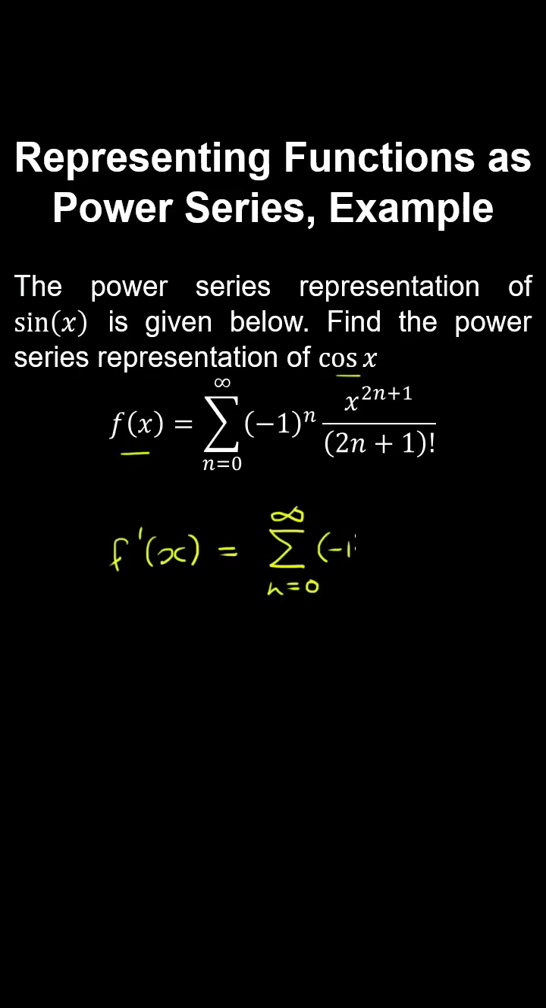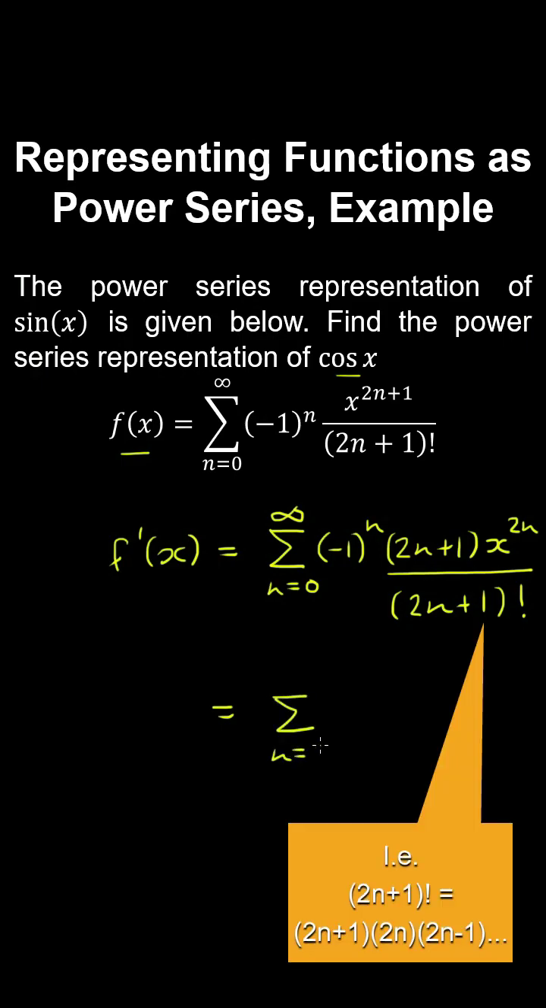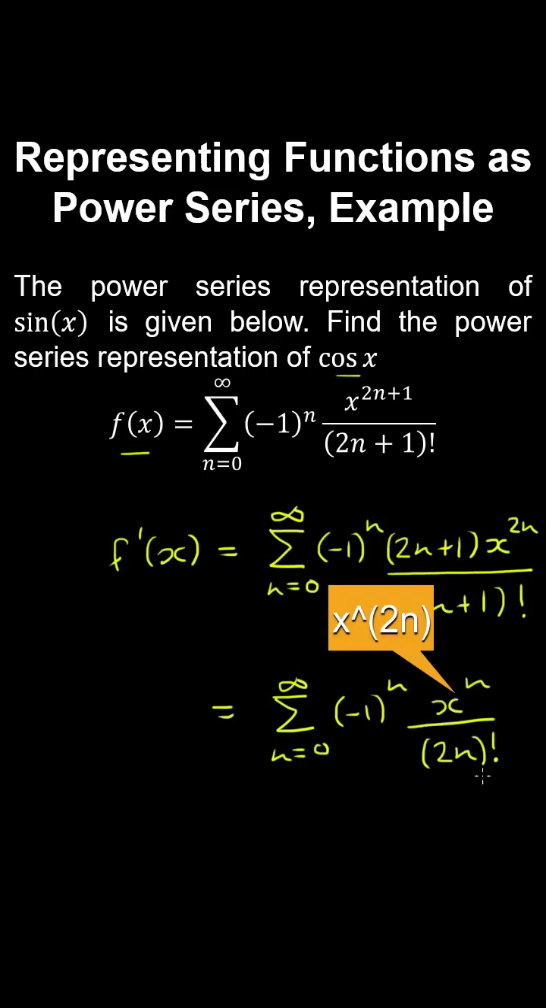So we have minus 1 to the n, and then using the power rule for differentiation, we have 2n plus 1, and reduce the exponent by 1. So 2n plus 1 is going to cancel in the numerator and denominator, and we thereby obtain the following infinite series, which represents cosine x. And I encourage you to verify this by obtaining the Maclaurin series for cosine x.